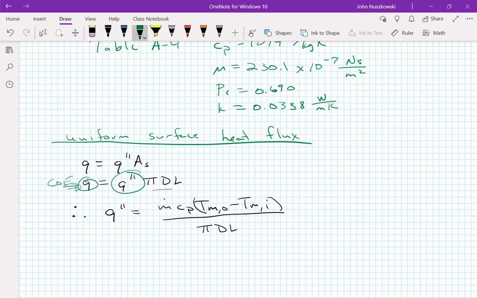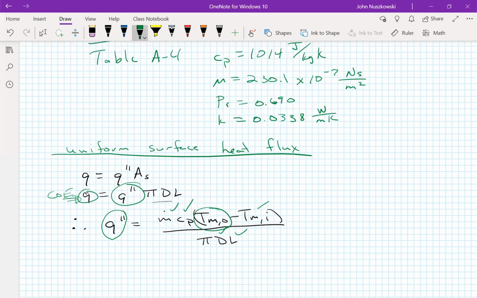I mean, we can go through again. We have inlet, still don't have outlet. We have CP, mass flow rate, pi. We have diameter, we have length, okay? And we don't have heat flux, okay? But we know heat flux is a constant, okay? So let's go look at our schematic.